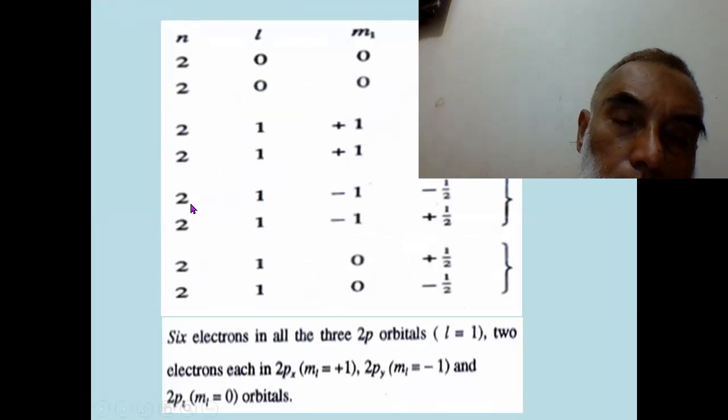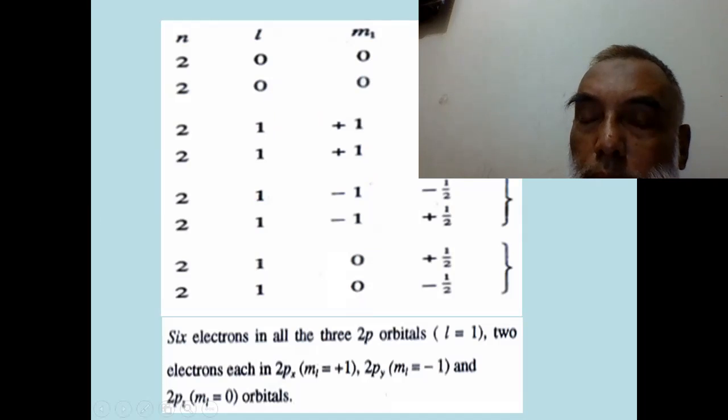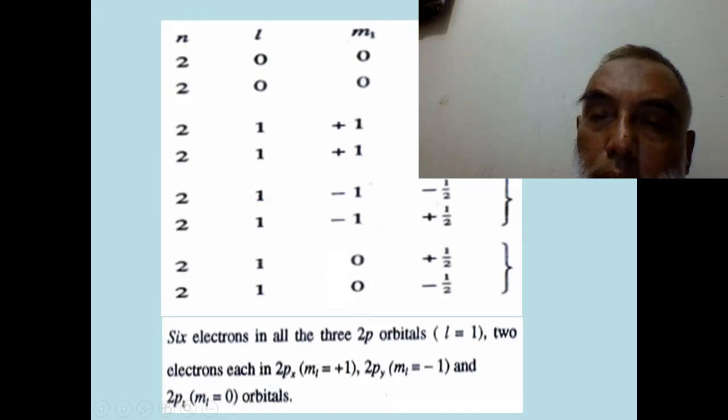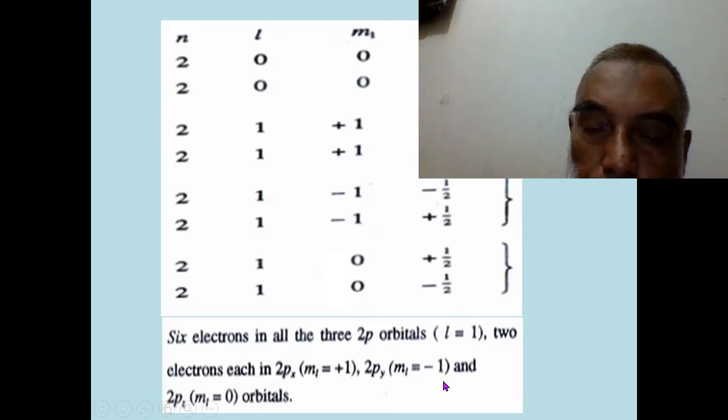Principal quantum number 2, all these show principal quantum number 2, then their azimuthal quantum number, and then their magnetic quantum numbers. Corresponding to each magnetic quantum number, they have different electrons, either with plus spin or minus spin, in this way.